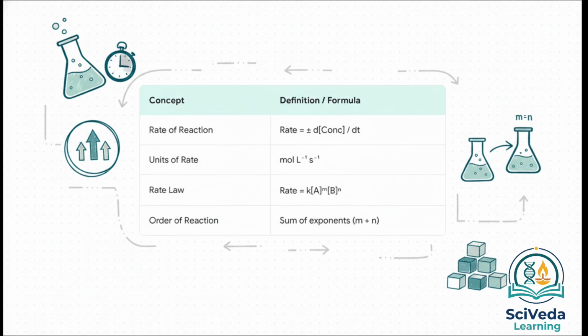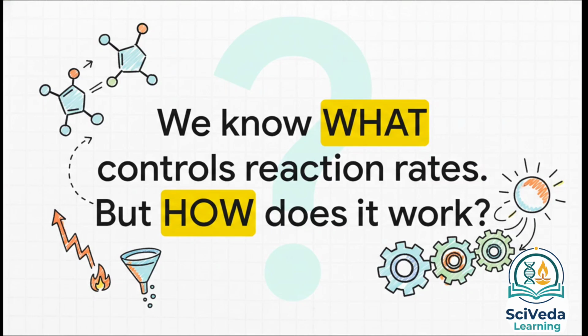Lock these ideas in. And that brings us to one last question to think about. We've built a really strong foundation here. We know what controls the speed of a reaction, but we haven't really answered the deeper question, how? I mean, on a molecular level, what is actually happening when we turn up the heat or add a catalyst that makes everything go faster?